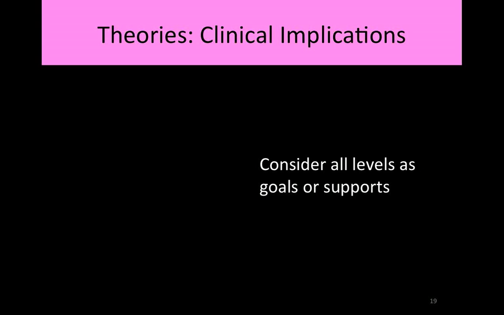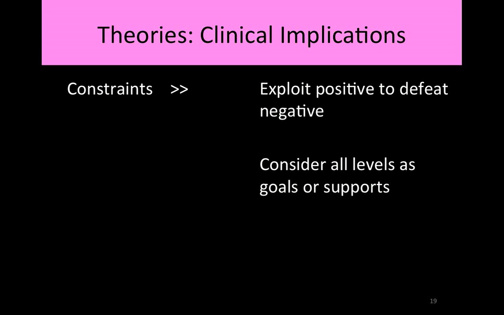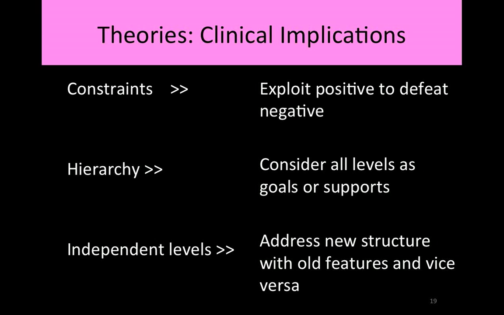What are the clinical implications of these theories? We see here brightly, boldly, consider all levels as goals or supports. Constraints, exploit the positive to defeat the negative. Hierarchy, here it is again. I do not want to underemphasize this. Consider all the levels as goals or supports, needs or helps. And what about the fact that the levels are a bit independent from one another? Address new structure with old features and vice versa.